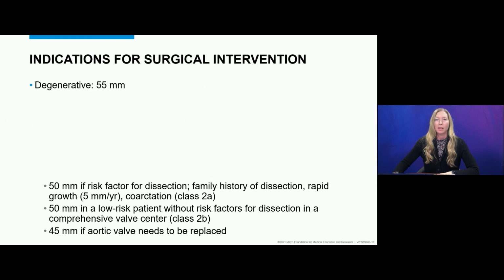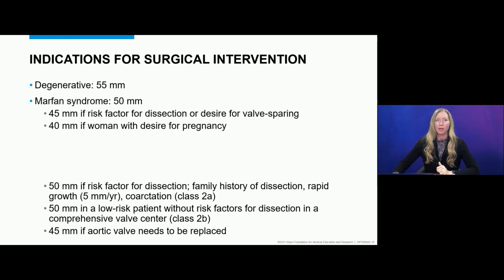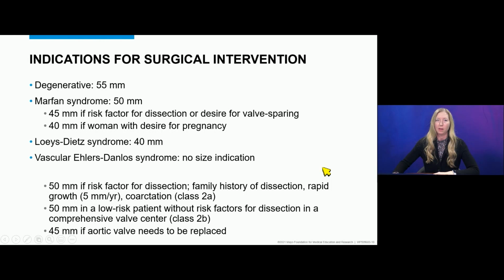When we talk about indications for surgical intervention, for a degenerative aneurysm, the cutoff is 55 millimeters. For Marfan syndrome, it's 50 millimeters, using 45 millimeters if there's a risk factor for dissection or if the patient wants to have a valve sparing operation, 40 millimeters if it's a woman with a desire for pregnancy. And in Loeys-Dietz syndrome, it's a very aggressive disorder, so we use a cutoff of 40 millimeters.